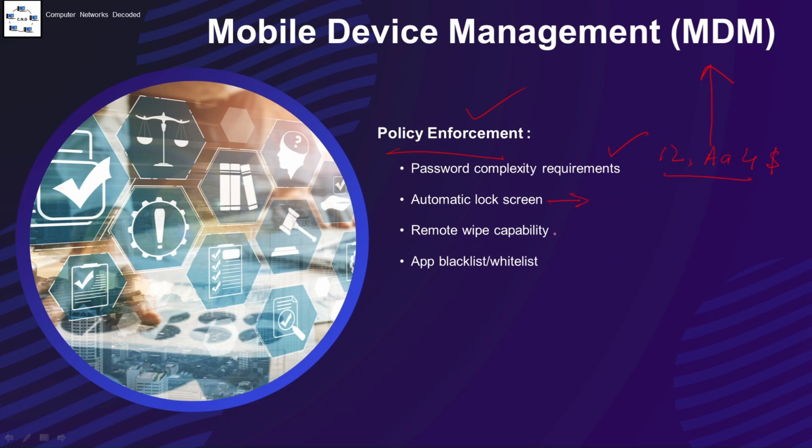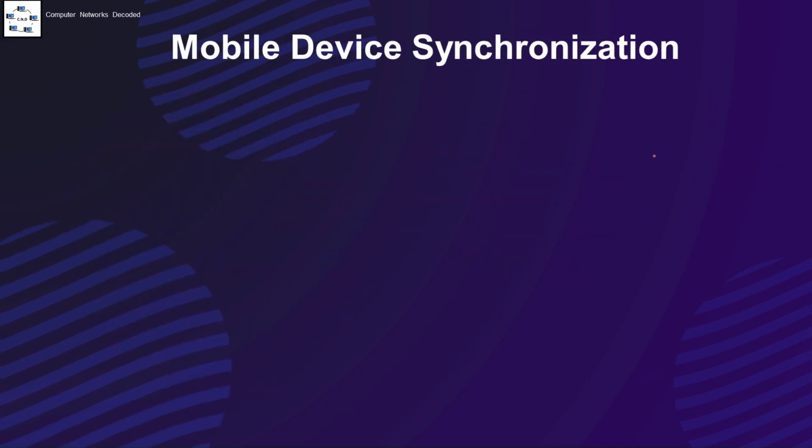And another important feature is the remote wipe capability. Let's suppose if the device is stolen or due to any other reason, the mobile device can be formatted or wiped remotely through this MDM policy enforcement feature. Another is, as I already said, the application blacklist and whitelist. So you can blacklist some applications and whitelist others to be used on that mobile device through MDM policy enforcement.